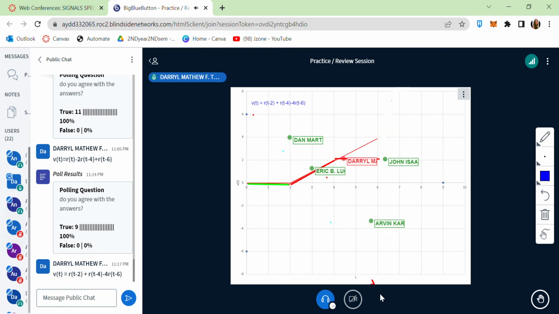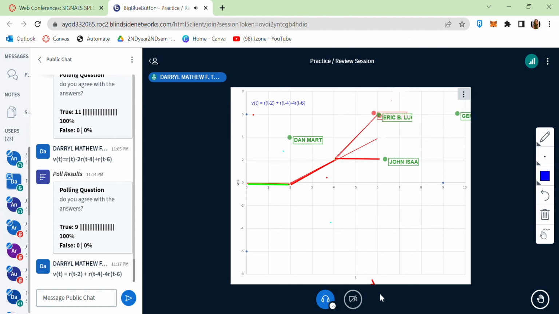Masyadong shallow pa rin yung ginawa nyo from 4 to 6. Remember, may pre-existing tayong ramp of 1, slope of 1, and then yung panibagong ramp at t equals 4, nagdagdag pa tayo sa slope niya. So yung 1 na una, tapos plus 1 pa sa slope niya, panibagong slope niya as a result, starting t equals 4 would be 2. Yes.